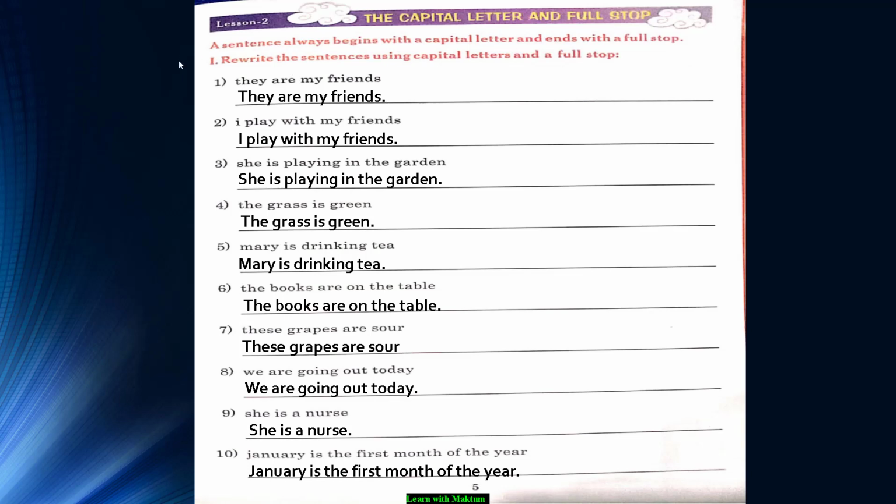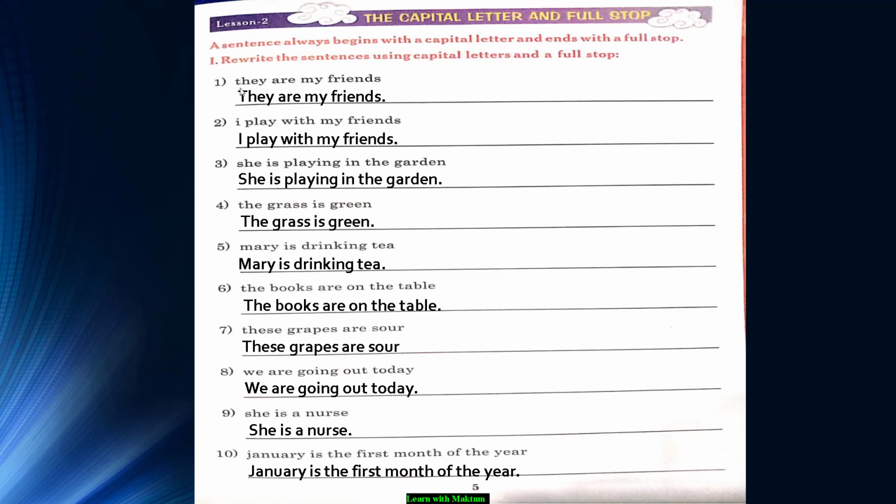First one is: they are my friends. Here the first letter is small. You have to write it capital, and then at the end you have to give a full stop. Clear with this, kids? Like this you have to write all of them once again. Here I is small, you have to write it in capital, then give a full stop. Here S is small, you have to write S capital and a full stop at the end. Okay, I will read the sentences for you.